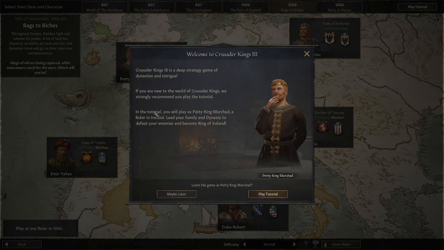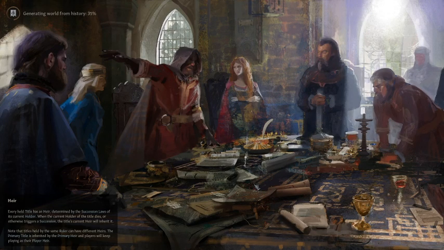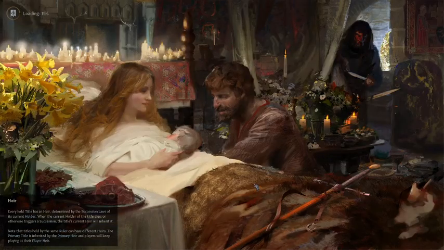But from my understanding, they've changed quite a bit, since it's a new installment. Plus, a lot of strategy games ask whether you're new to the franchise or just to this installment. So I'm gonna play the tutorial and I'll pick the new-to-CK3 option if there is one, so I don't have to go through a whole bunch of stuff that I already know from CK2. Things are definitely loading faster. Oh, that's for sure.